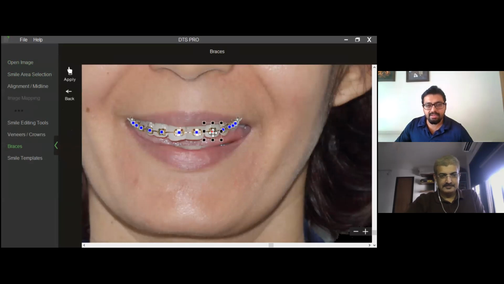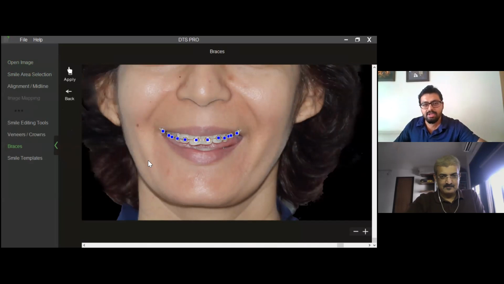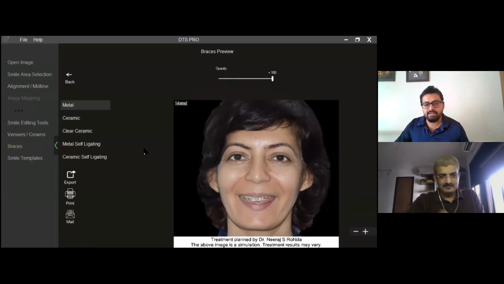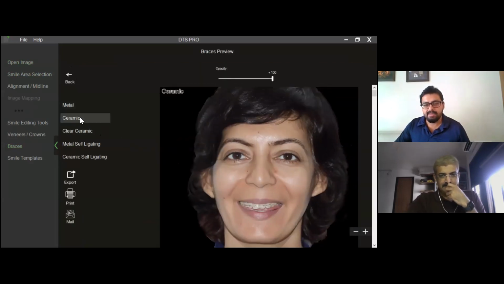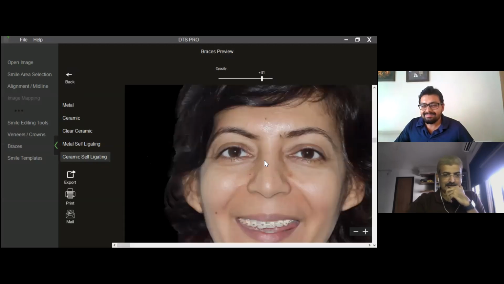You can move each and every bracket up or down. You can remove a couple of molar tubes if not needed. I don't want to do it right away, I'm just showing you. So I can show the patient, for example, metal brackets, ceramic, the clear ones, metal self-ligating, ceramic self-ligating. And you can, of course, edit the brightness. Why don't you put a lingual also?